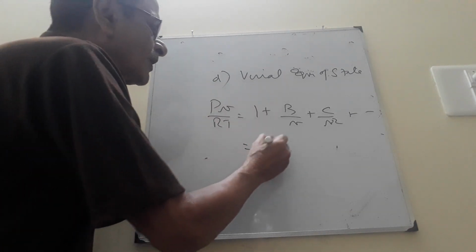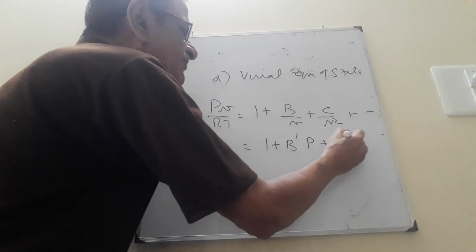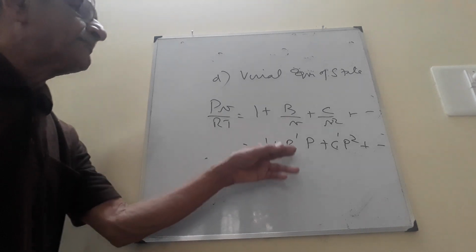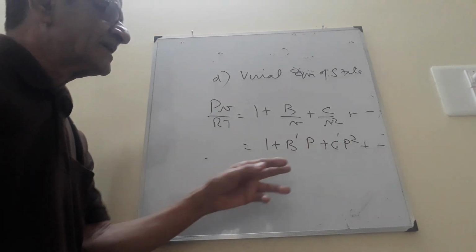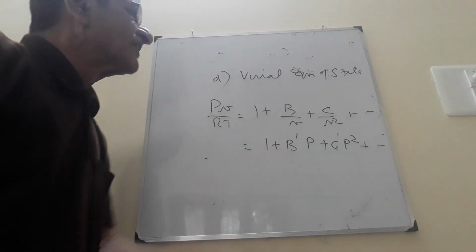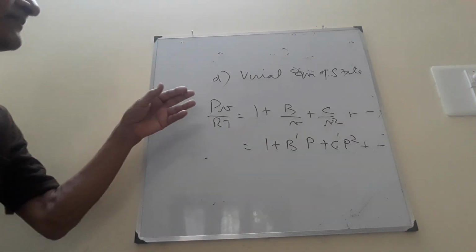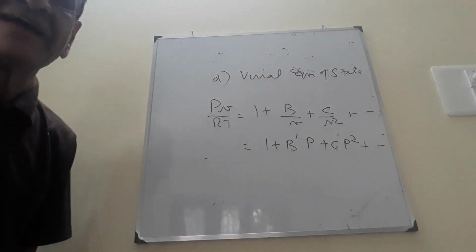This is also of the form 1 plus B prime P plus C prime P squared, etc. This is also the virial equation, where B prime and C prime are called virial constants. But this is the pressure explicit form. This is in terms of pressure. Therefore, it's called the virial equation of state in pressure explicit form. Here again, if B prime and C prime are 0, you get the ideal gas law.